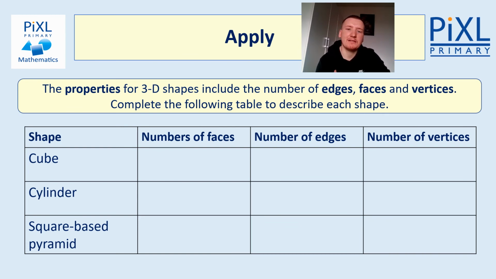The first thing you need to find out about each shape is the number of faces, then the number of edges, and then finally the number of vertices. Do not forget to post these pictures on Dojo so us as teachers can mark them and give you some feedback and understand if you have understood the lesson today.